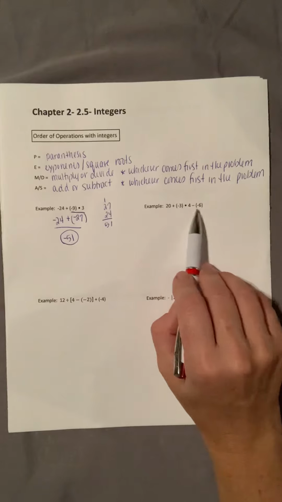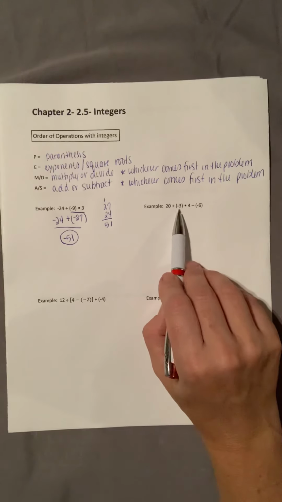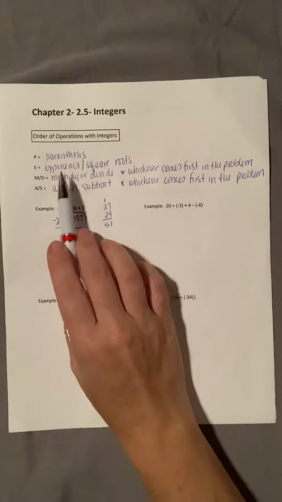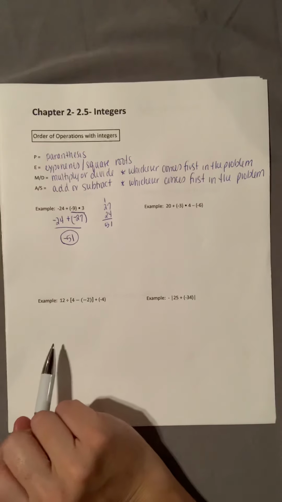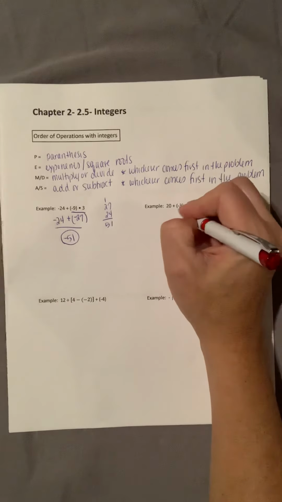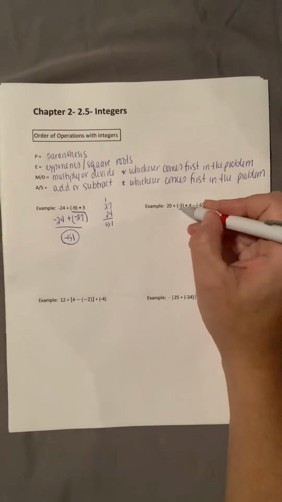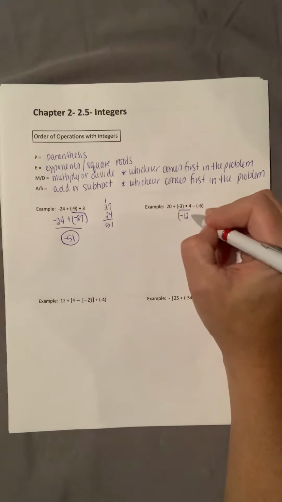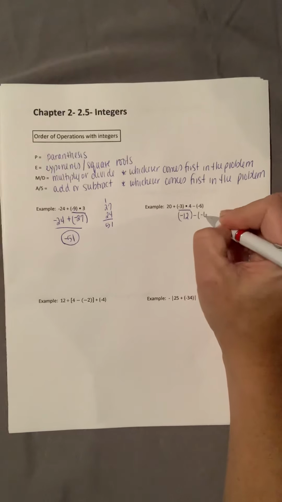Okay, the next one, I do have parentheses, but there's nothing inside there, and there's nothing inside there. It's just a single number. So parentheses is done. I don't have any exponents or square roots. Multiply or divide. I have a multiplication right here. Negative 3 times 4 is negative 12. Keep it in parentheses, bring down everything you haven't used yet.